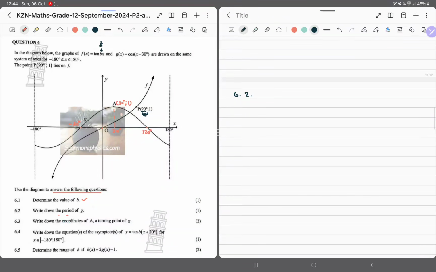Now 6.2 says we need to write down the period of g. Period of g, the coefficient of the angle is 1. So that's a cos function. So the period is going to be 360 degrees. Nice and easy. Again, if you trust your algebra, it's just going to say period is going to be equal to 360 normally over the coefficient of the angle, which is 1.